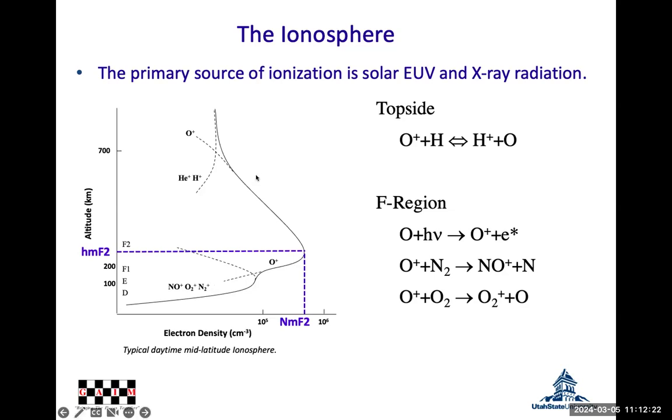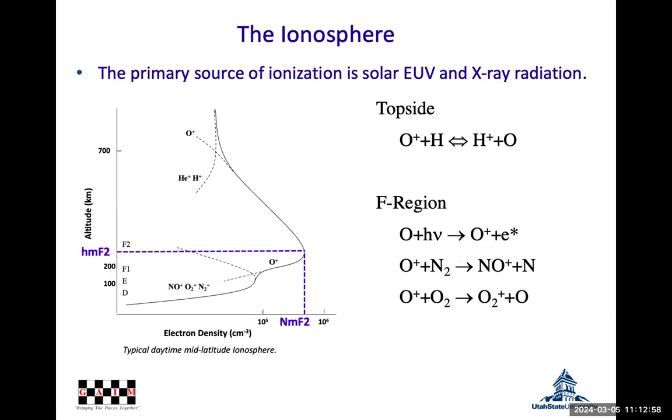If we go into the topside, the main effect is the charge exchange, a resonant charge exchange between O+ and atomic hydrogen. So O+ + H exchanges charges and creates H+ + O, and this can go vice versa as a resonant reaction, but that creates the H+, which is the major ion in the topside. So fairly simple production mechanisms here for the main ions.